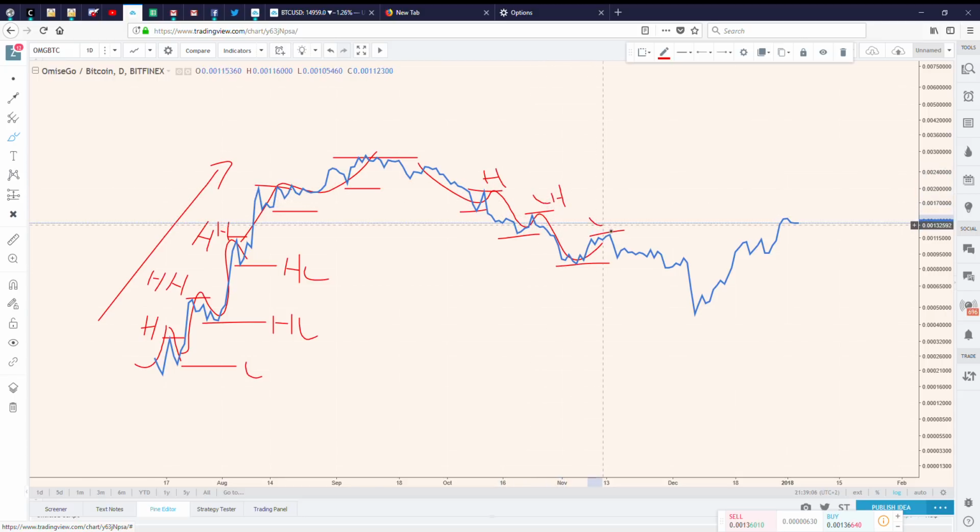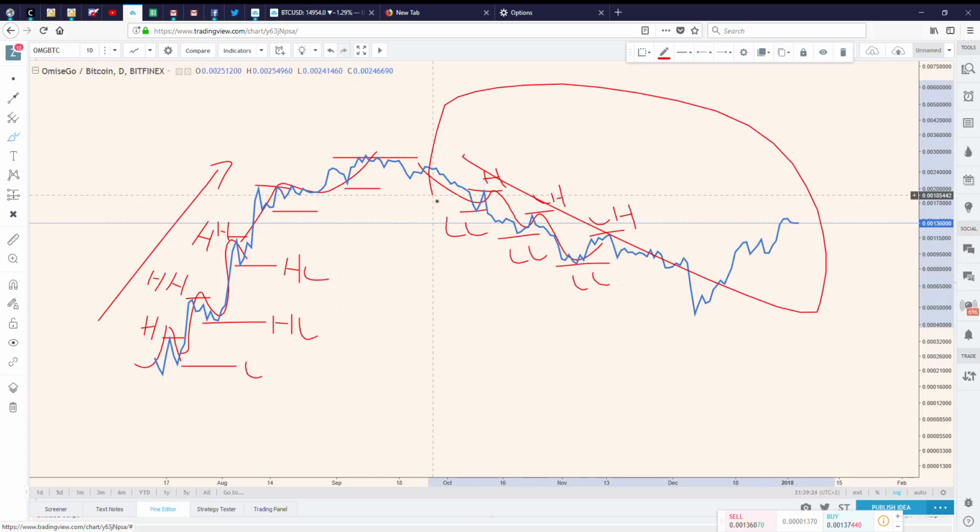Alright? My L's look really bad. Excuse my L's. So you'll have lower lows printing as well, and you'll have lower highs. Okay, so that's in a nutshell. That's the bear market.